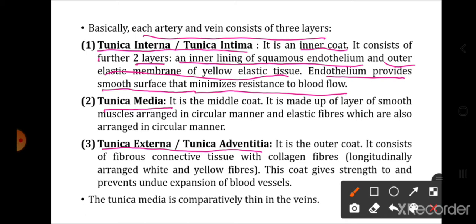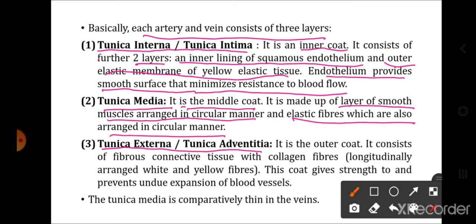The middle layer is the Tunica Media. So it is a middle coat. It is made up of a layer of smooth muscles arranged in a circular manner. So Tunica Media is the main muscular layer, made up of smooth muscles arranged in a circular manner. And it also consists of elastic fibers which are also arranged in a circular manner.